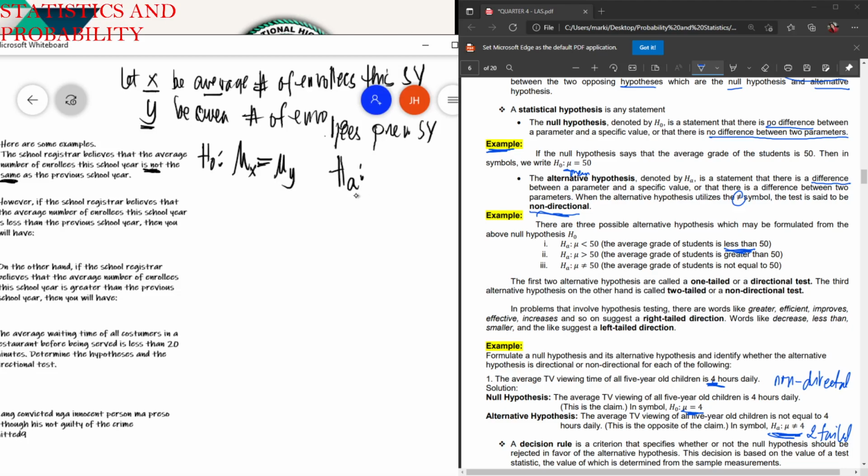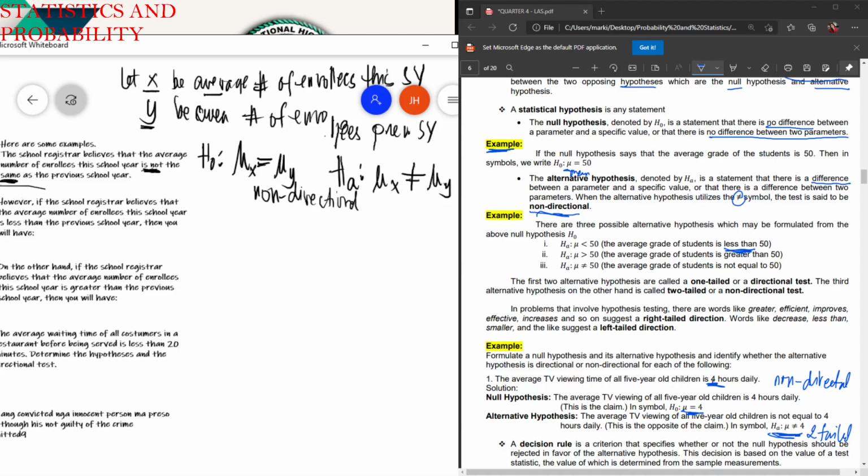Now, what do you think is the alternative hypothesis? Since the clue is not the same, we can use here the average of the enrollees this school year, which is mu sub x, is not equal to mu sub y. Why did we use not equal? Because of the words it is not the same. That's why we use that one, because again it is what we call non-directional.